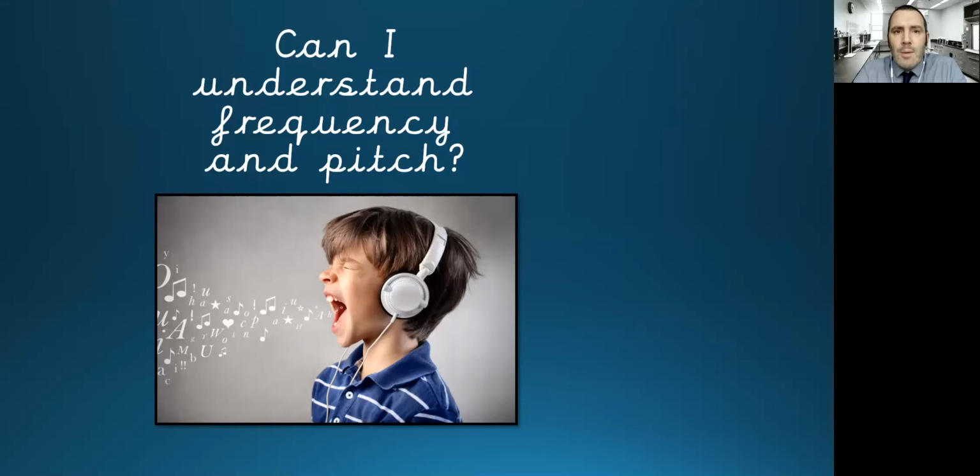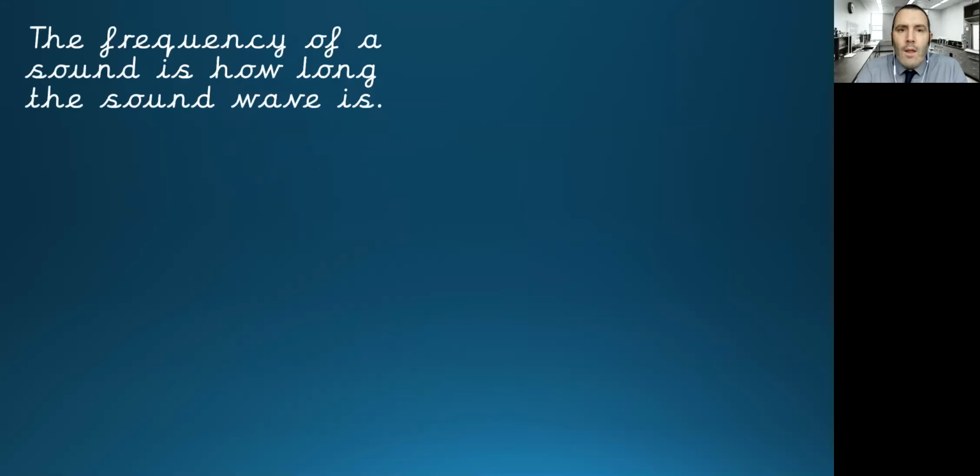So today we're going to be looking at frequency and pitch. The frequency of a sound is how long the sound wave is. So it's the distance between the peaks and the troughs.